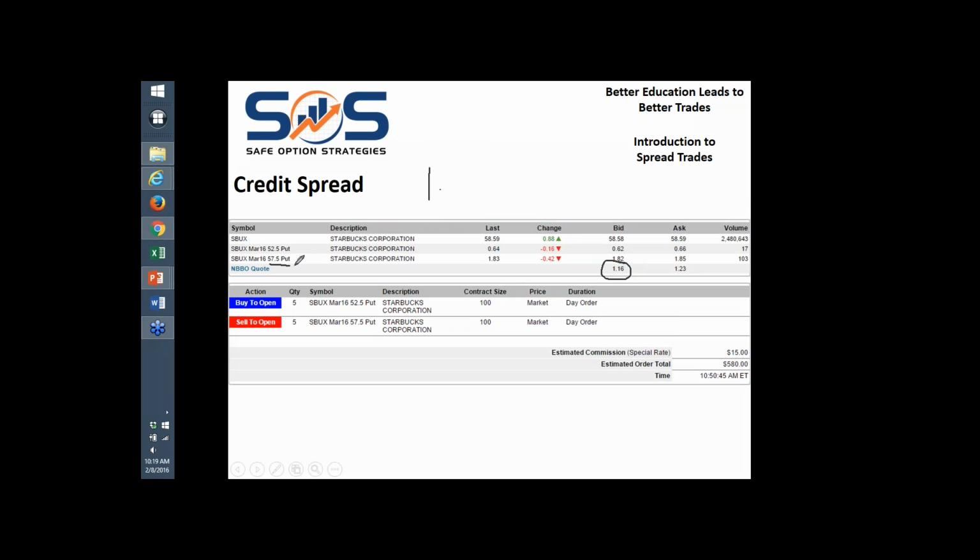You're obligated to buy the stock at $57.50. You have the right to sell it at $52.50. There's a $5 difference there. Your risk in the trade on any credit spread is the difference in two strike prices, $57.50 and $52.50, which is $5, minus your net credit is going to give you a risk of $3.84. Most you can make is your credit, $1.16.